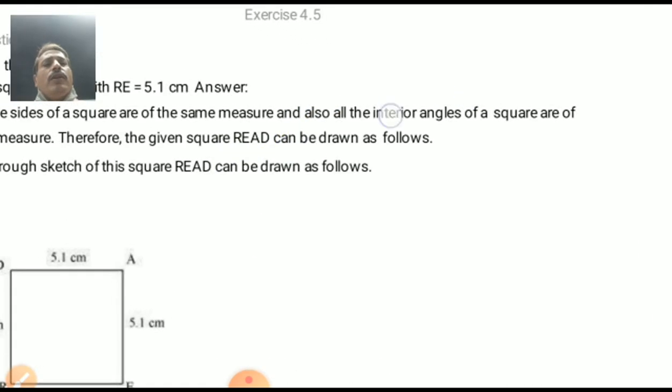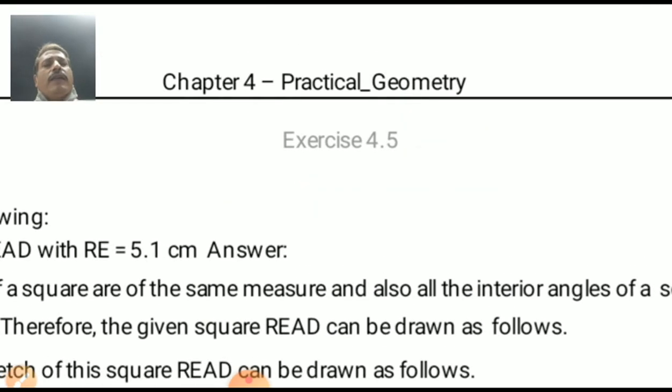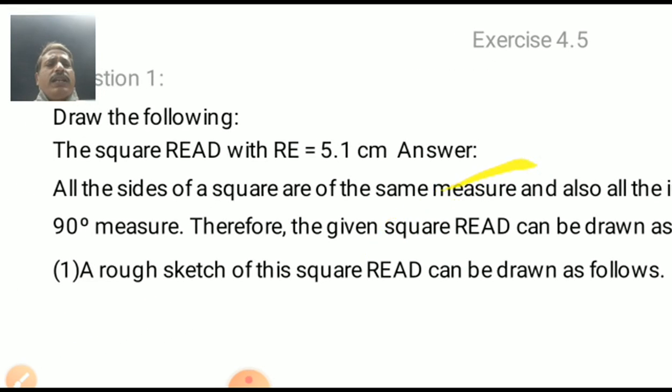We will move on to our final exercise 4.5, Practical Geometry. Question number 1. Draw the following square READ where RE is equal to 5.1 cm only given. क्या करेंगे बेटा? Yes, you are right. Square has all sides equal. That's why in the question only one side measurement is given.